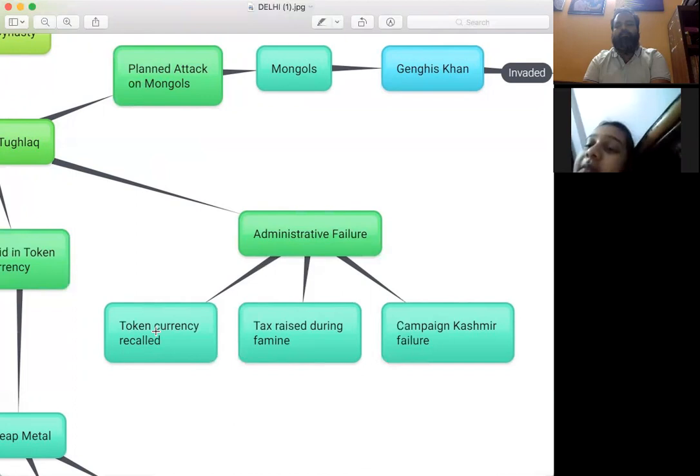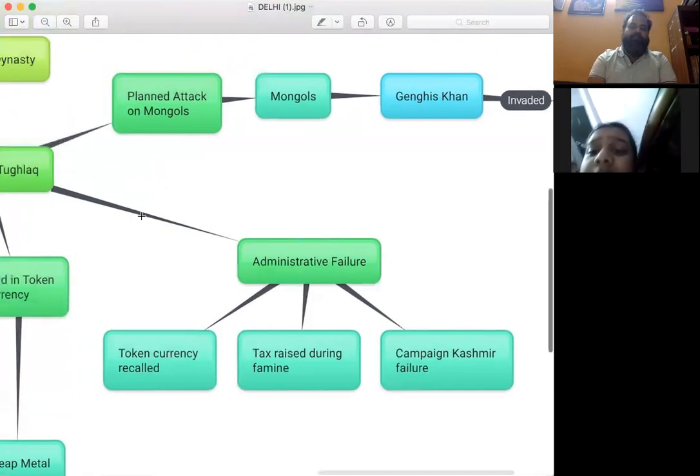Just like 2 years back, our Prime Minister Narendra Modi also recalled the notes of 500 and 1000. So he basically banned that 1000 rupees note. In the same way, that token currency was also recalled.